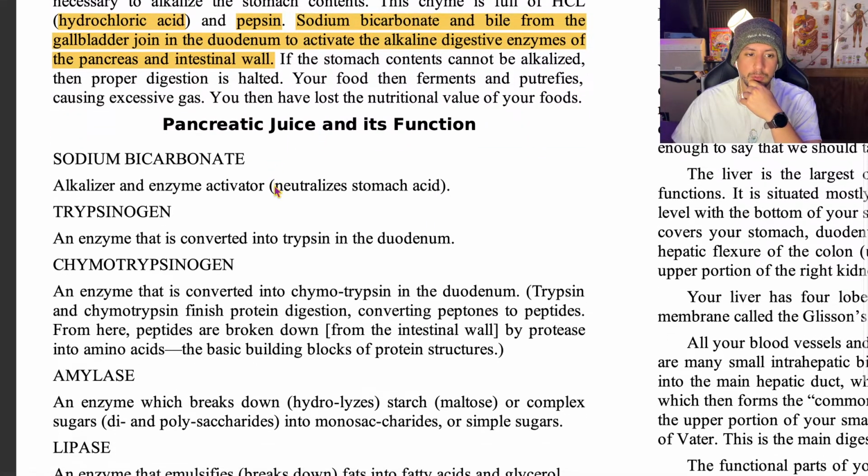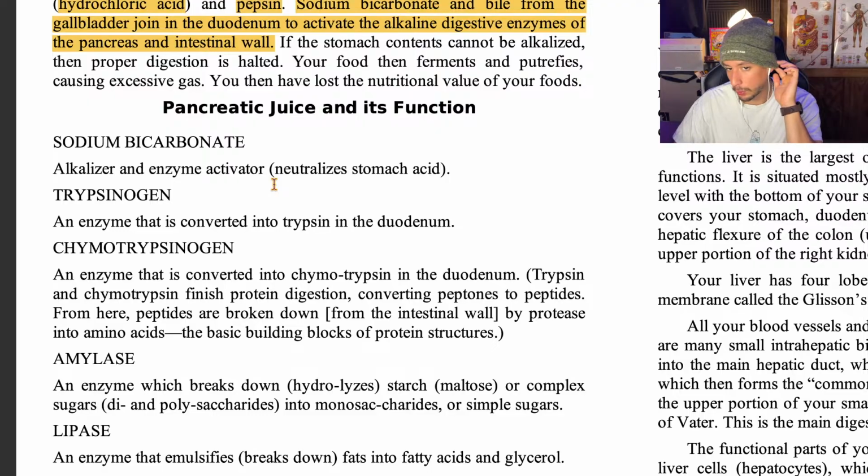Pancreatic juice and its function. All right, so we're going to talk about the juices that the pancreas can provide to the intestines, for the most part. We got sodium bicarbonate, alkalizer and enzyme activator. We got trypsinogen, an enzyme that is converted into trypsin in the duodenum.